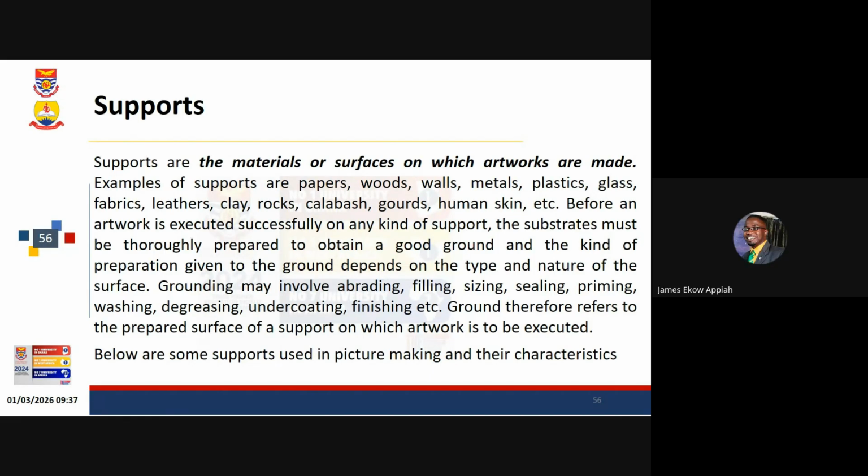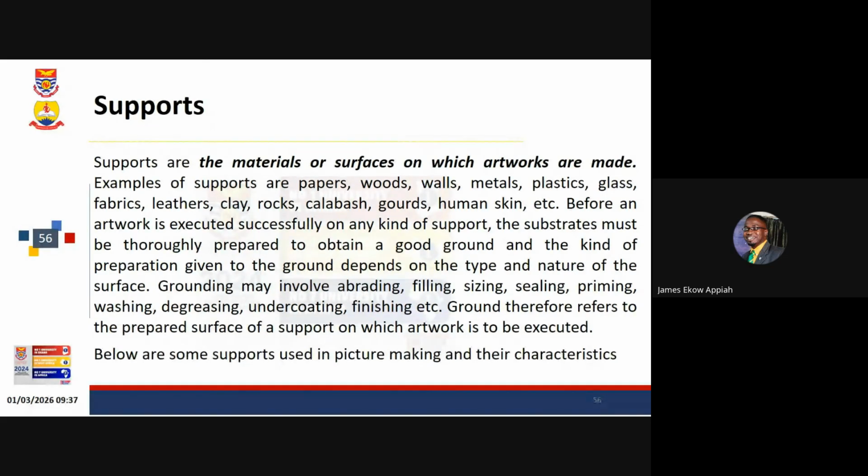Right? So the sandpaper and applying the primer becomes the ground on which the actual work will be done. So the support itself is the plywood, and the preparation, the sandpapering and applying the primer, becomes the ground before the actual work will be done on it. I hope it is clear. So they are not the same.